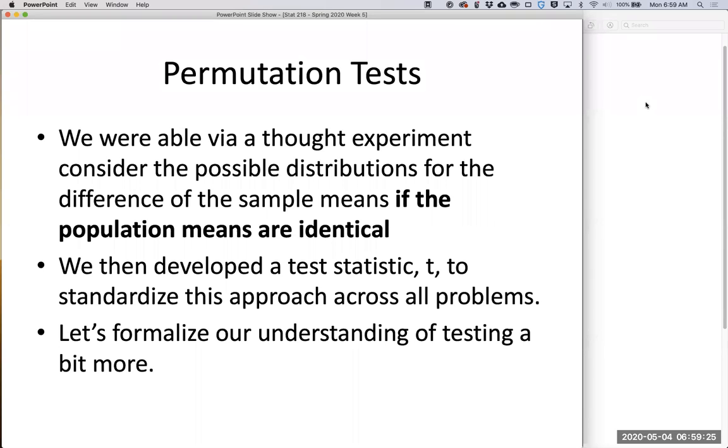In a permutation test, what we're going to do is tackle the question by asking, what if the flavor category, vanilla or chocolate, were assigned at random to each of the different calorie counts? Again, we're going to permute the actual flavors across the actual calories.